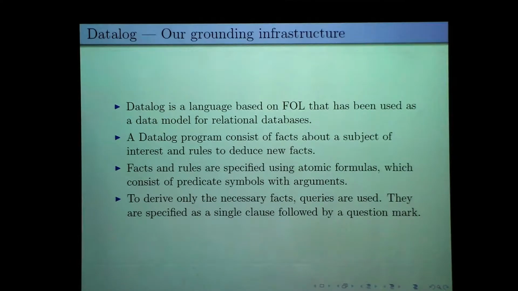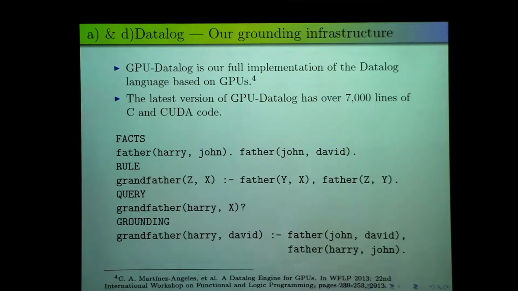Well, now I'm going to pass to the core components of our MLN systems. The first core component of our MLN systems is Datalog. We use it for grounding. And it's a language based on first order logic. It has many rules which are easier to show you with an example.